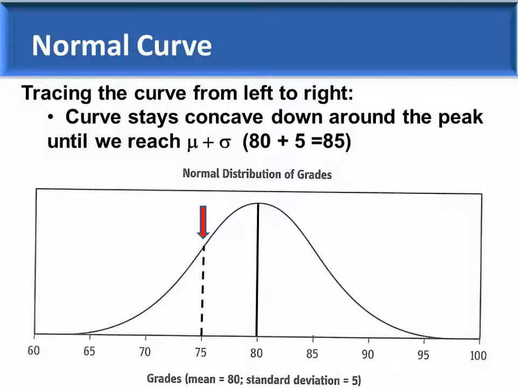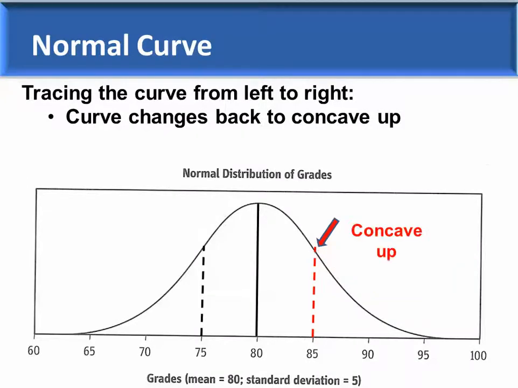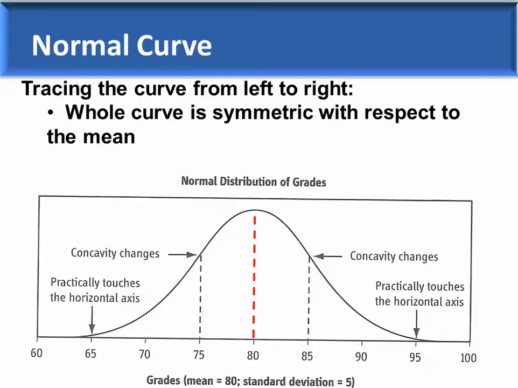And it's going to stay concave down until we reach mu plus sigma. Again, this is symmetrical, so we would expect that if it starts to go concave down at mu minus sigma, at mu plus sigma, it would turn back around again. So 80 plus 5 is 85, so it's going to be concave down until we get to a score of 85. And then it changes back to concave up, and it's going to stay there until it basically touches the curve again at the end.